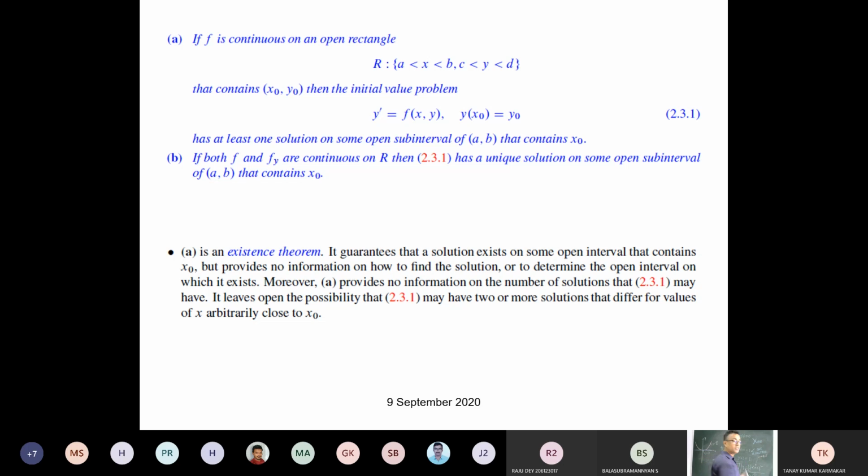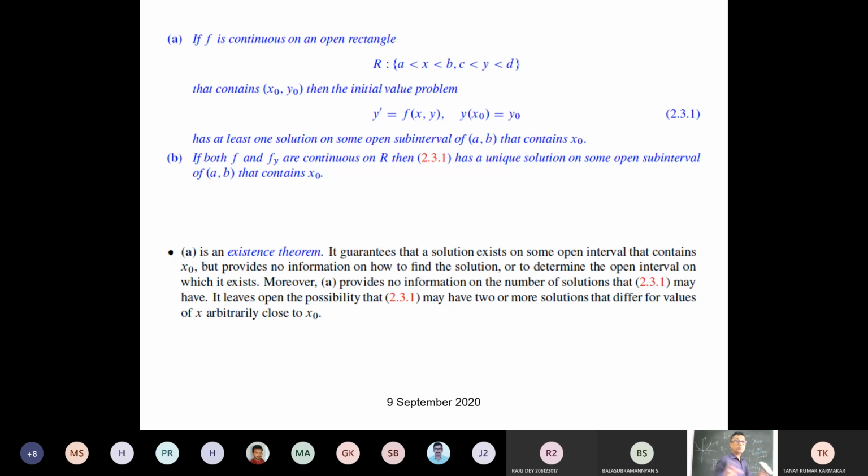Okay, now secondly, if both f and the partial derivative of f with respect to y are continuous on that open rectangle R, then it has a unique solution on some open subinterval of (a, b) that contains x naught.